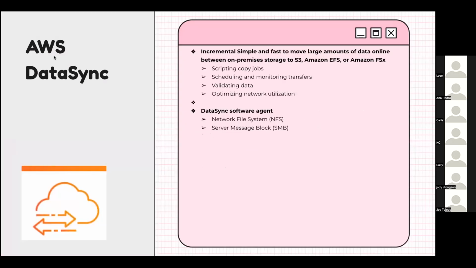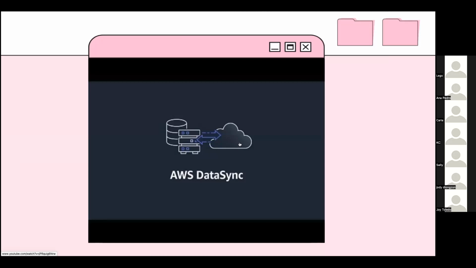Right. So earlier I mentioned DataSync. So again, DataSync is more towards like a scheduled copy between S3, EFS, and FSx. You have to install an agent, a DataSync agent, and you can transfer over NFS or SMB. Okay, so here's a video for DataSync.